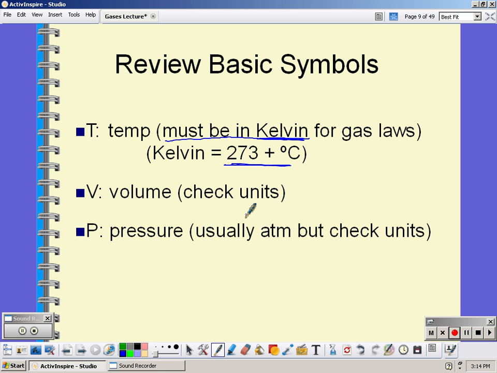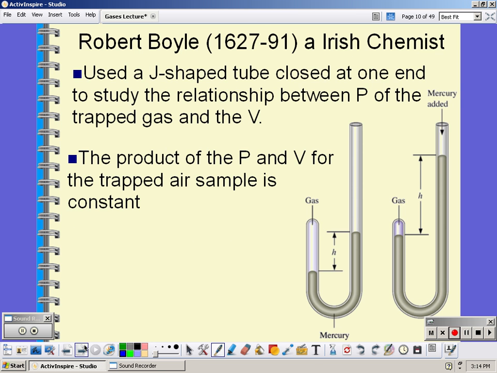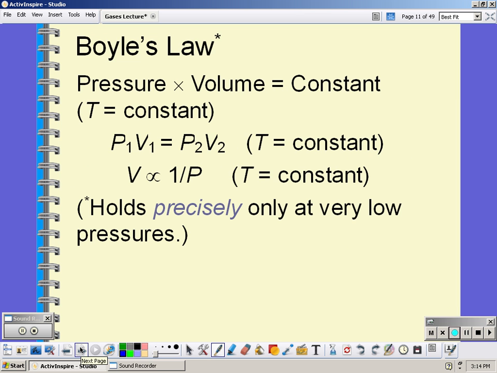Alright, Robert Boyle is an Irish chemist who used a J-shaped tube closed at one end to study the relationship between the pressure of a trapped gas and the volume. The product of the pressure and volume for the trapped air sample is constant. And because it's constant, we get Boyle's law: P1 times V1 equals P2 times V2.